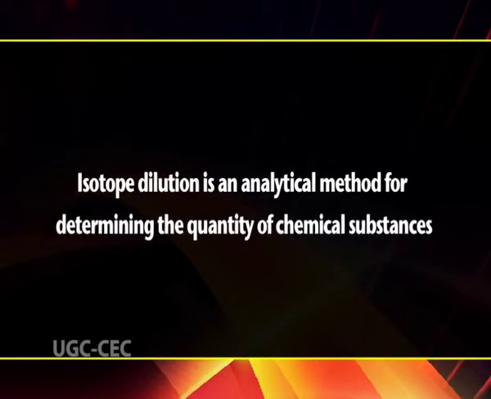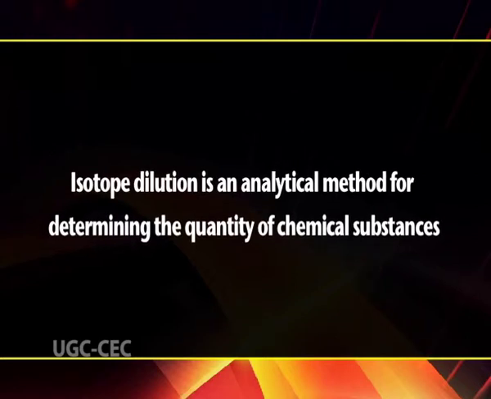Isotope dilution is an analytical method for determining the quantity of chemical substances. The method of isotope dilution comprises the addition of known amounts of isotopically enriched substance to the analyzed sample. Mixing of the isotopic standard with the sample effectively dilutes the isotopic enrichment of the standard, and this forms the basis of the isotope dilution method.